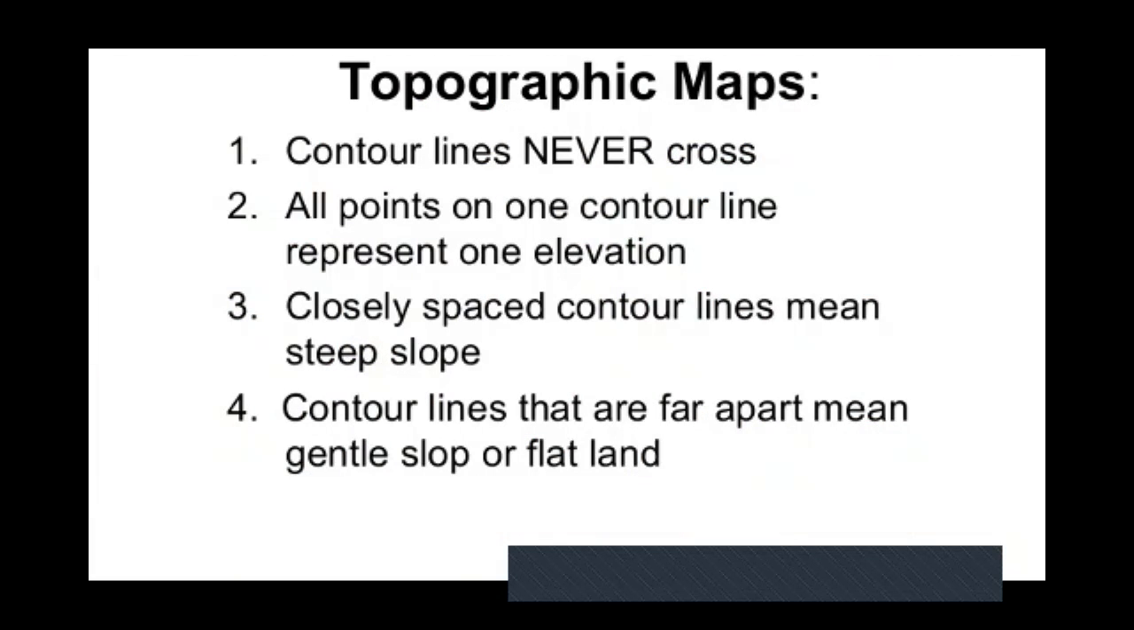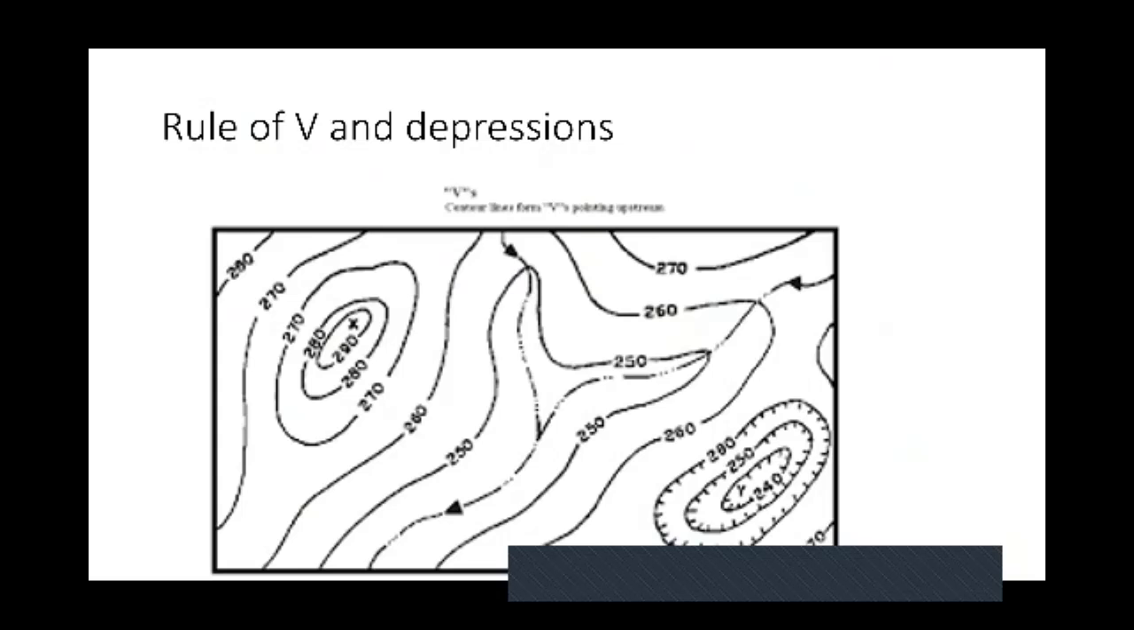So contour lines never cross. All points on one contour line must represent one elevation. Contour lines that are closely spaced mean steep slopes, and far apart means it's flat land. I've already mentioned the rule of V's, and so we can see it at play in this area. These little triangles here tell us that the water is flowing in this direction.